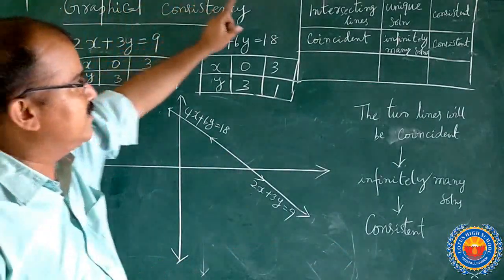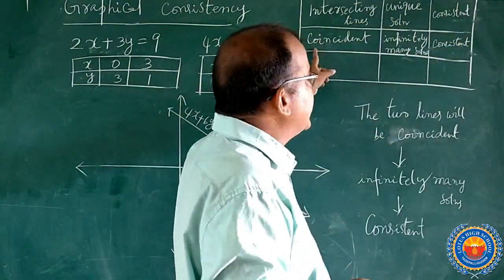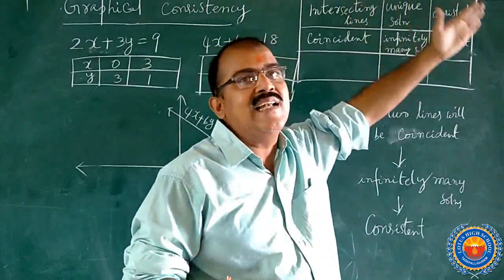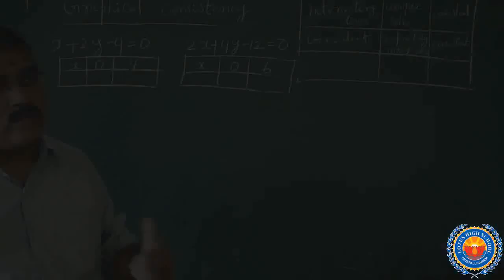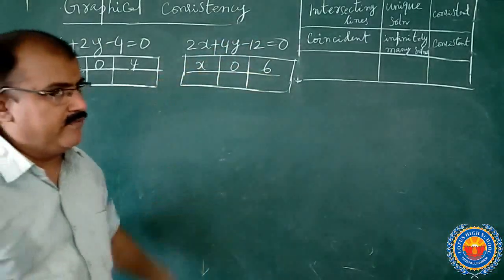Now this is the second one, graphical consistency. First, if the lines intersect, there is a unique solution, consistent. If the lines are coincident, which is nothing but overlapping, there are infinitely many solutions, consistent. Okay. Now we go for the third one. We already covered intersecting lines and coincident lines. Now what is the next one we find?